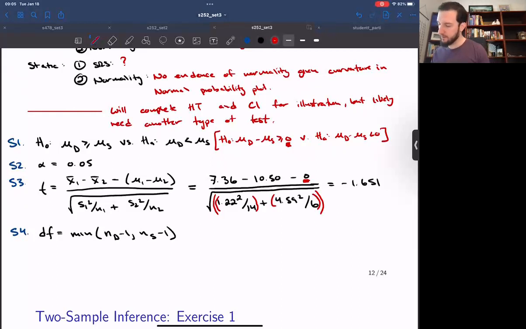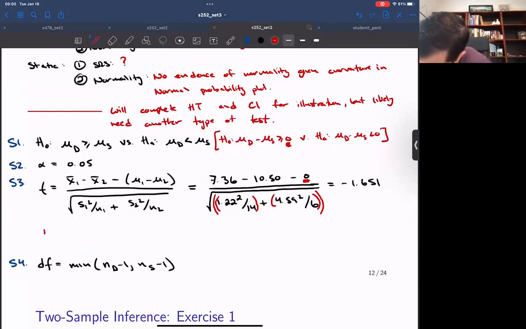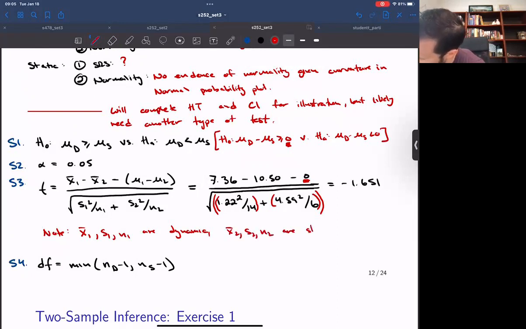I should be consistent following that question, and given that I wrote 1s and 2s everywhere in the test statistic formula. So I'll just slide this part down, and then I'll just make a note. X bar 1, S1, N1 are dynamic. X bar 2, S2, N2 are static. Okay, so just for clarity there.